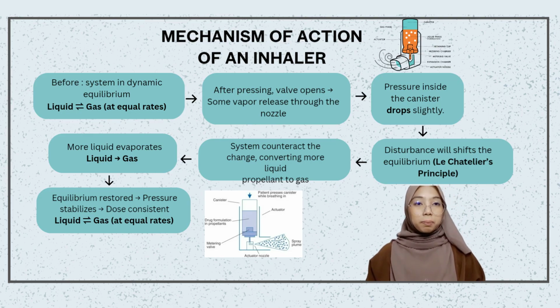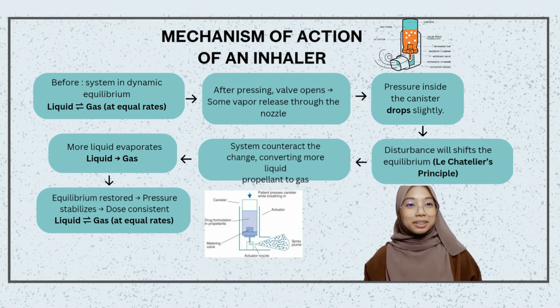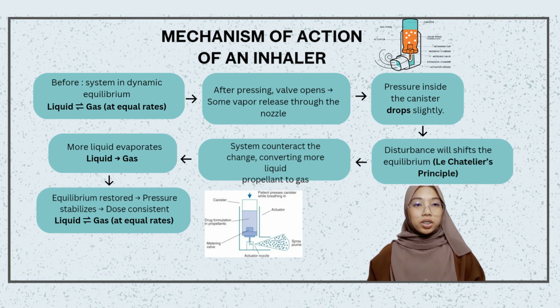According to Le Chatelier's principle, the system will counteract by converting more liquid to gas. When gas escapes through the nozzle, pressure becomes lower. So more liquid propellant will evaporate into gas and restore the pressure, which keeps the system balanced and allows the inhaler to release the same amount of medicine in each puff.